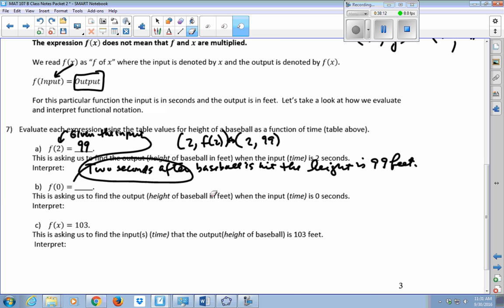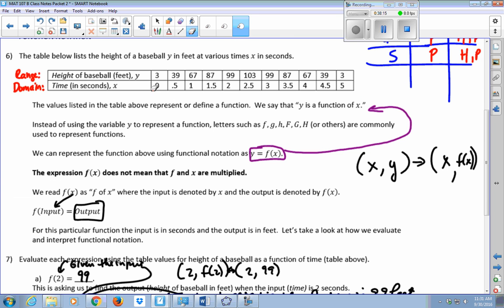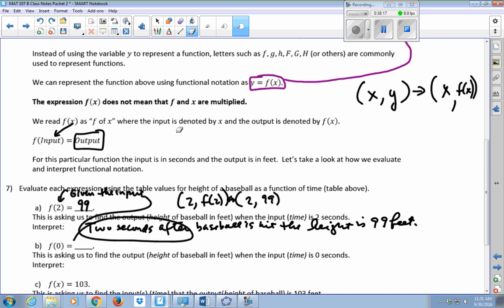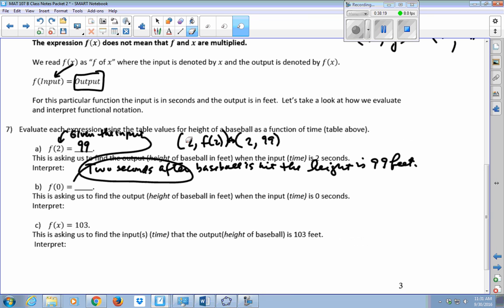F of 0. We go to x equals 0, the height is 3. So what's the value for f of 0? 3. It's the output value when x is 0. So to interpret this, what might you say? Someone try this one? Yep, Ian?